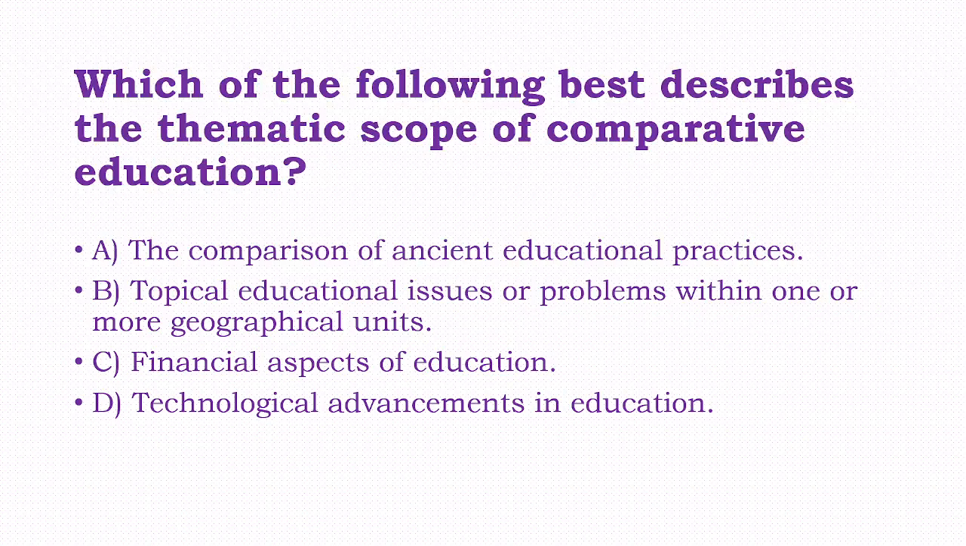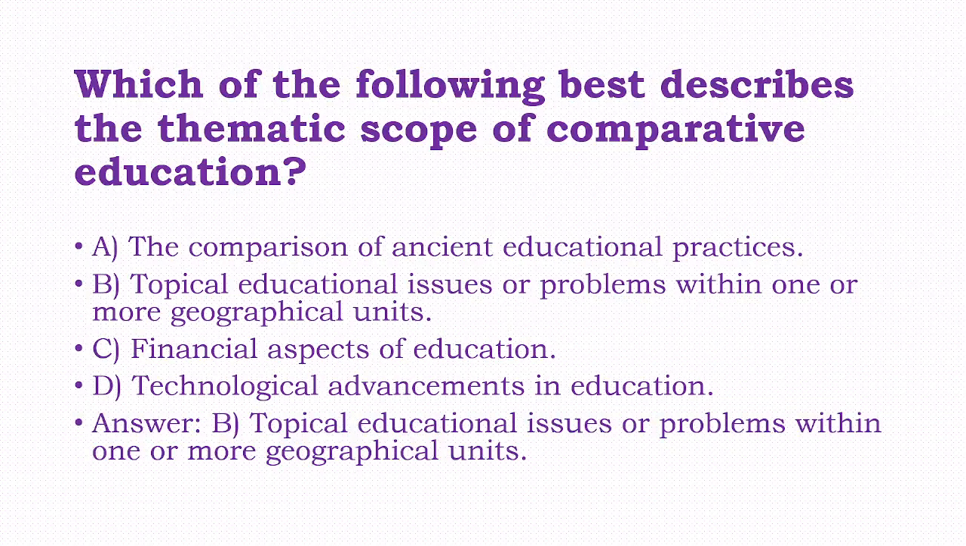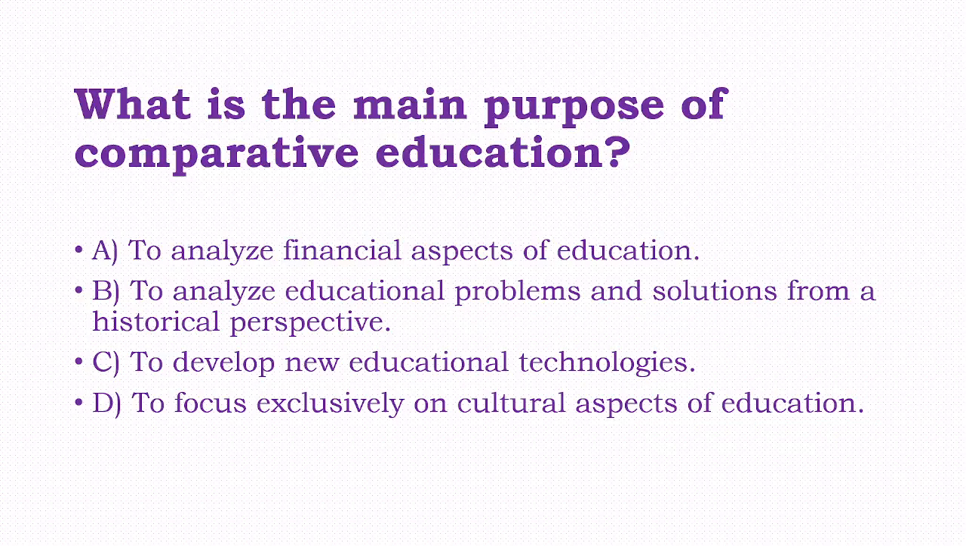Which of the following best describes the thematic scope of comparative education? Option A, the comparison of ancient educational practices; B, topical educational issues or problems within one or more geographical units; C, financial aspect of education; D, technological advancement in education. Answer of this question is option B, that is topical educational issues or problems within one or more geographical units.